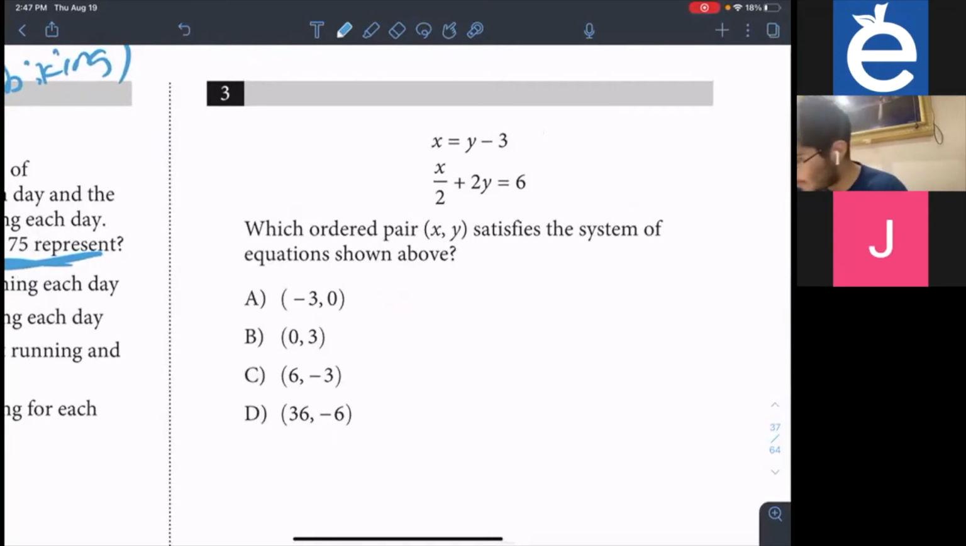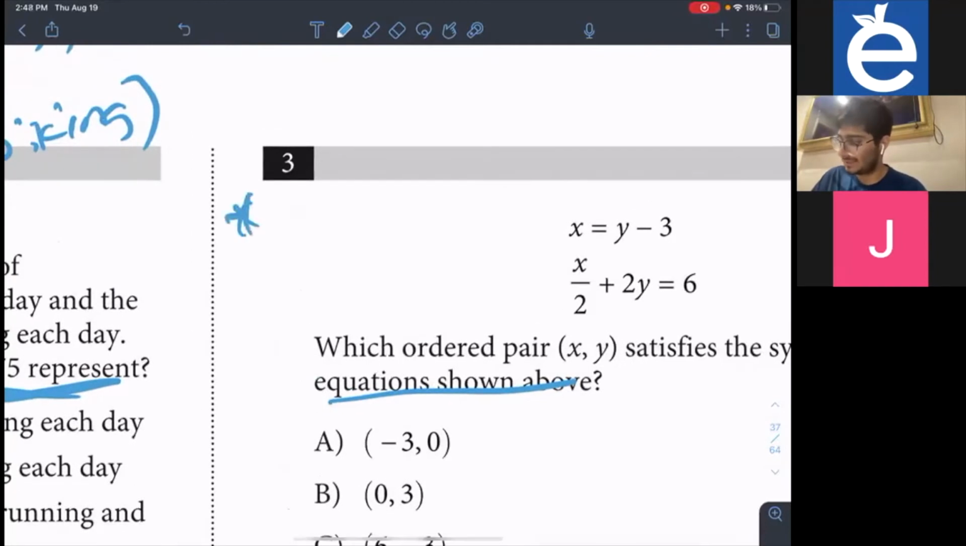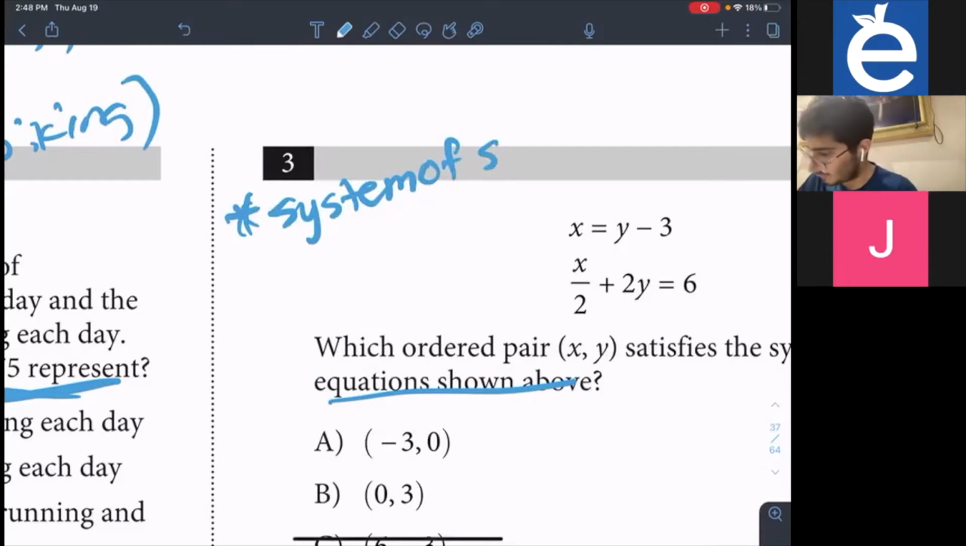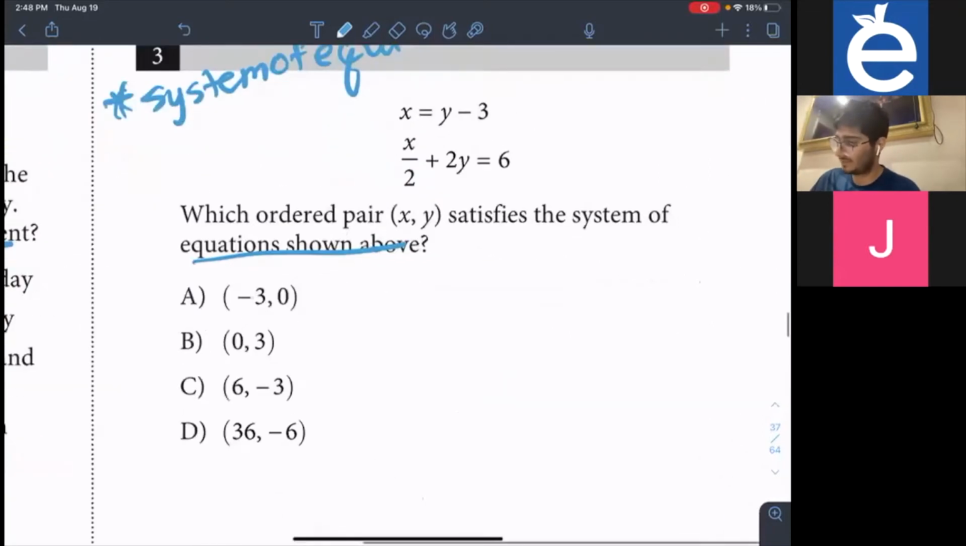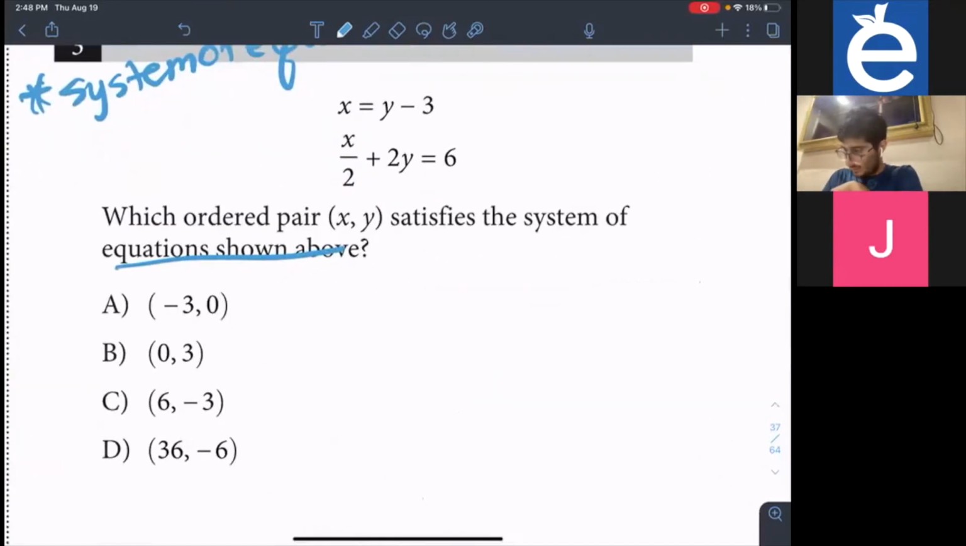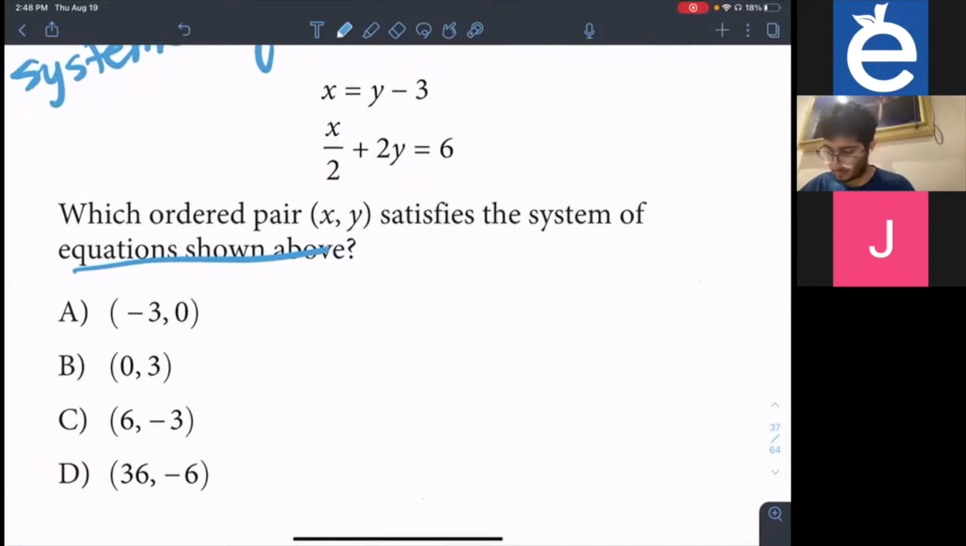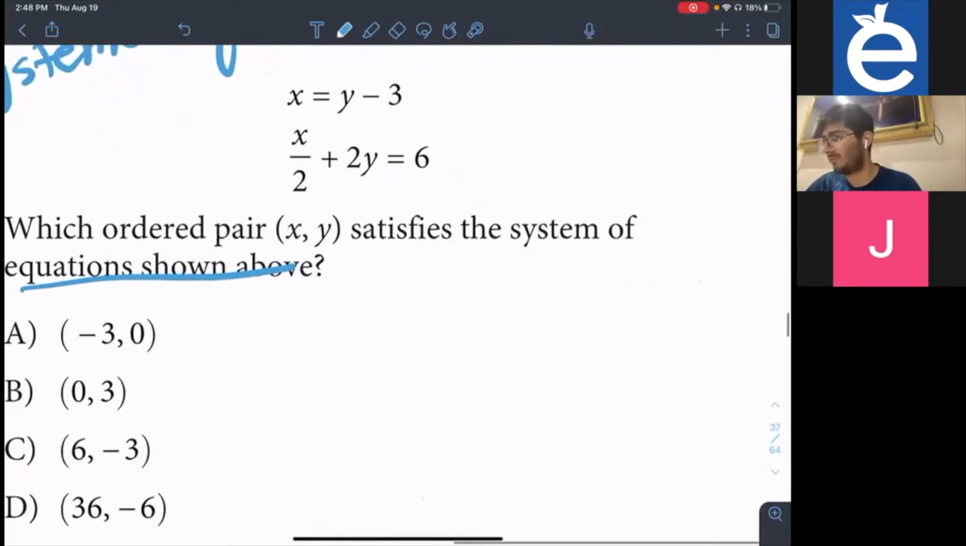Question 3. Which ordered pair x comma y satisfies the system of equations shown above? A major topic on the SAT is system of equations. You have to master this topic because it comes up a lot on the test, especially in the no calculator section. To solve this problem, they gave us x is equal to 3y, x is equal to y minus 3, and then x over 2 plus 2y is equal to 6. Notice how the x's are different and the y's are different. I prefer to solve for y. So let's just solve for y.